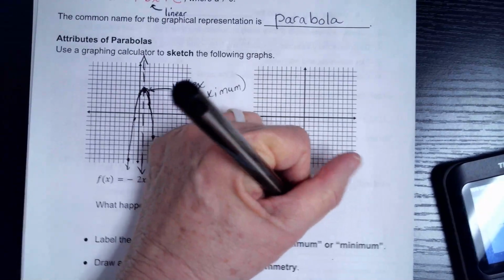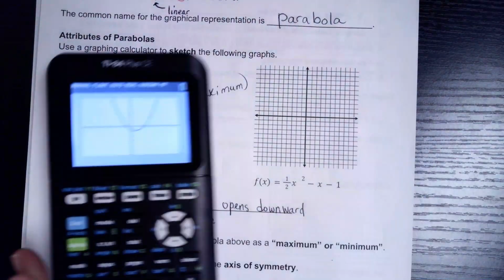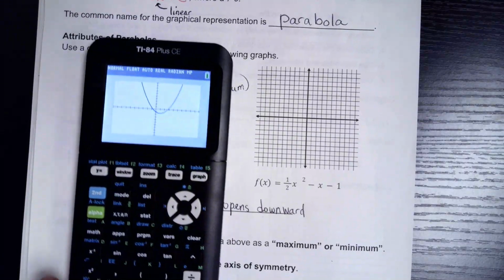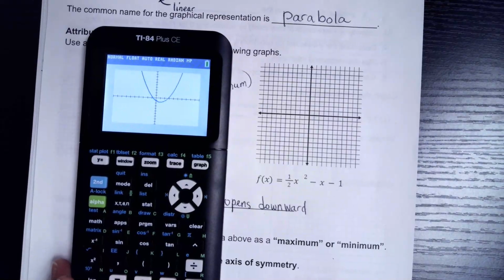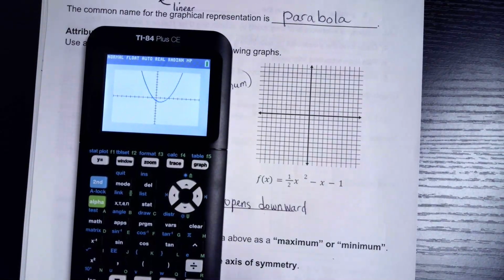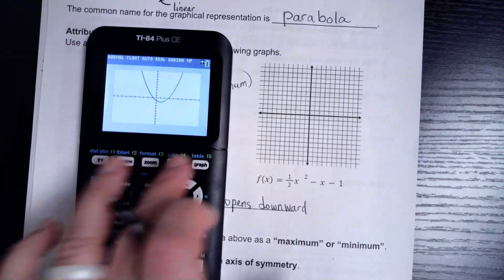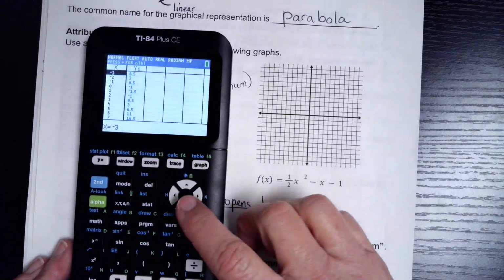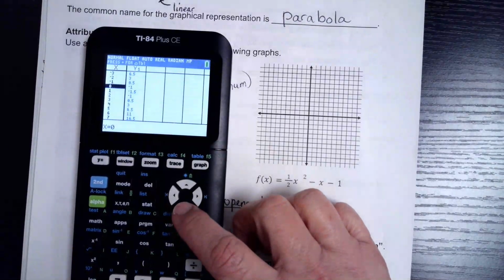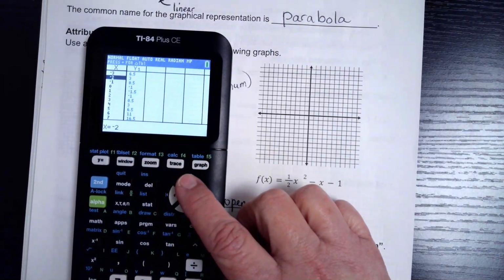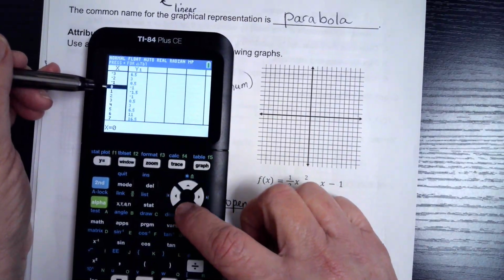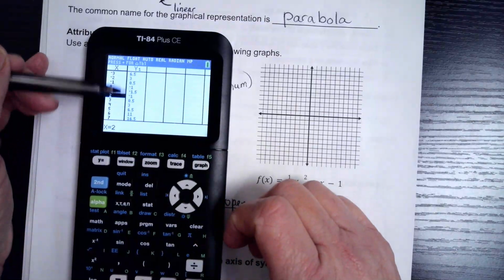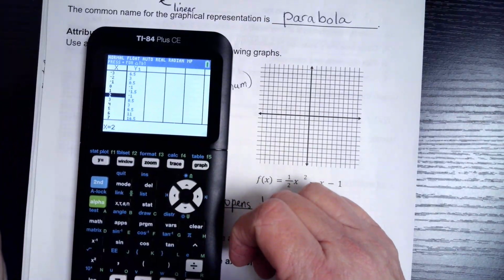Well, this new one is not opening downward, is it? It's opening upward. I think I would like to see some points from the table so I don't just totally sketch this badly. So I'm going to go to the table. Let's see. Y'all look right here. Do you see that there is a certain point that above it and below it, the y values start pairing off and matching very nicely?